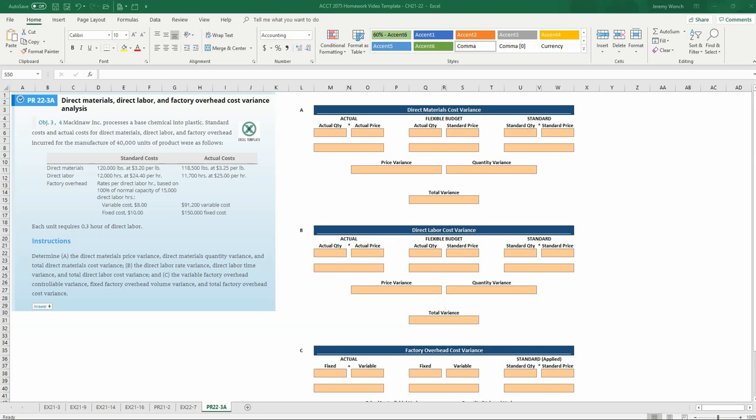In problem 22.3, we're talking more about variances. This is going to walk us through a direct material variance, a direct labor variance, and a factory overhead variance. There are two different ways to approach these. One of them is just the formulas.